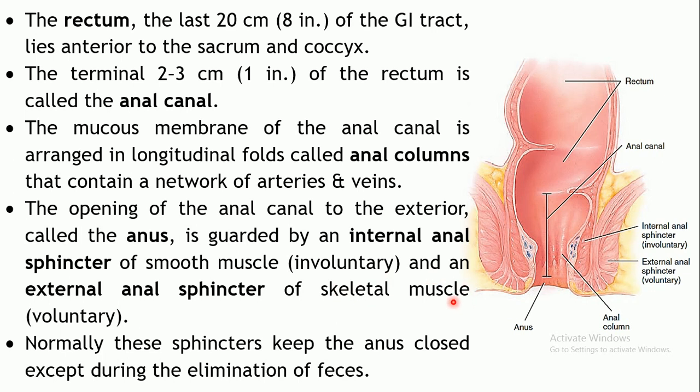Okay, so what is the role of these sphincters? They keep the anus closed except during elimination of the feces. Only during the passage of the feces, during the defecation reflex, is the anus open; otherwise it is kept closed by these two sphincters. Defecation, which is the act of passage of the feces, is under voluntary control because of the presence of the external anal sphincter. So you can control defecation to a certain extent, right, if you want.